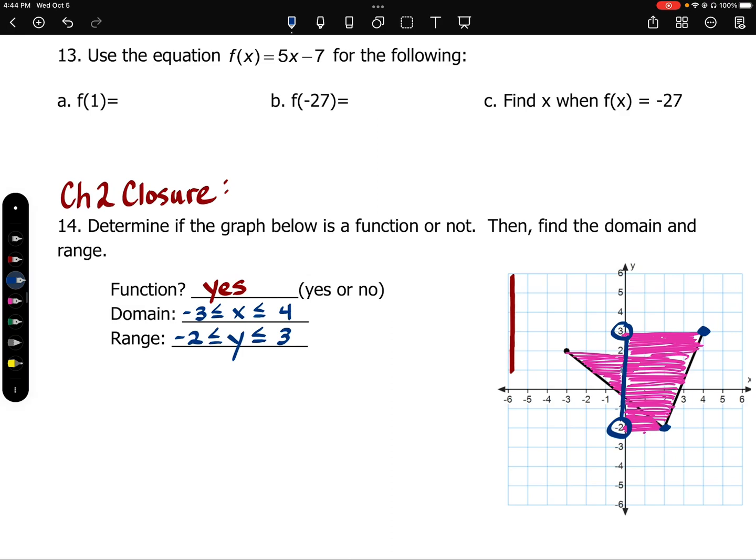And that's it. That is number 14 from our Chapter 2 Closure. If you have additional questions, please make sure you ask in class or go to Math Help.